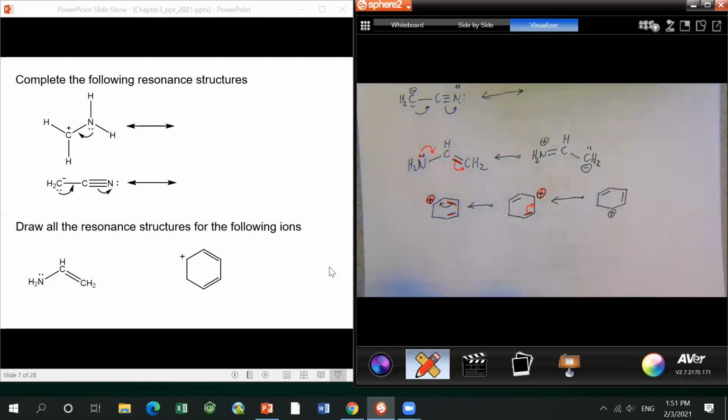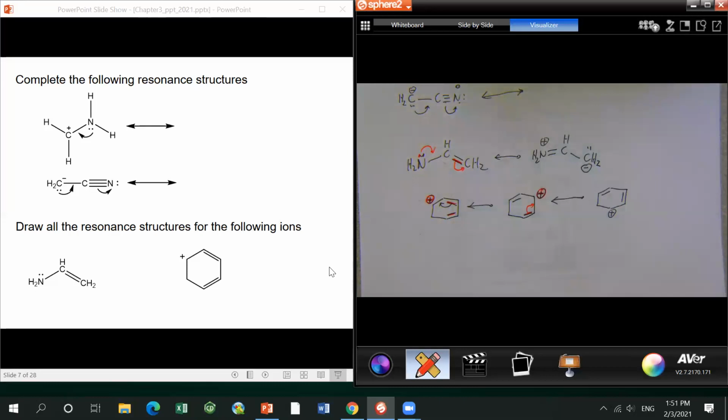So the positive goes here. Someone asked, how about I shift this pi bond to here? The answer is yes, but that's back to the original structure. So for this one you can draw three resonance structures. Sometimes, like on last year's quiz, there was one question where you could draw five resonance structures, so you need to be a little bit careful and try to draw all the resonance structures.